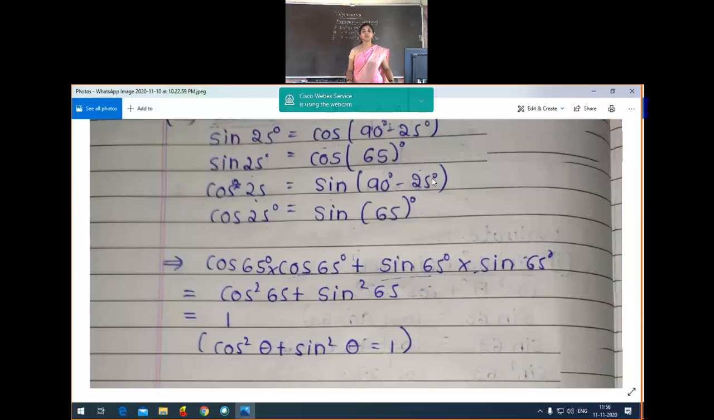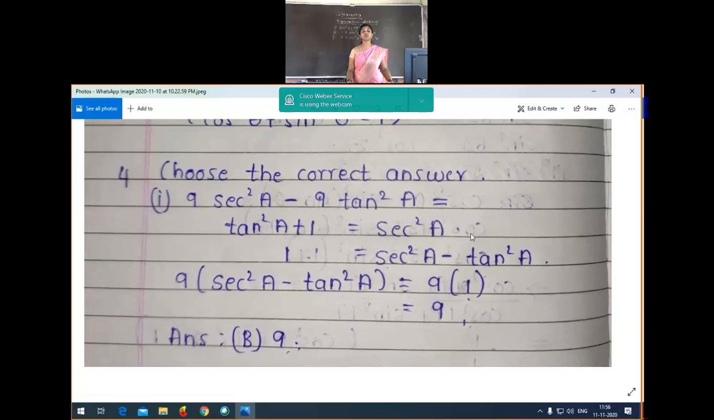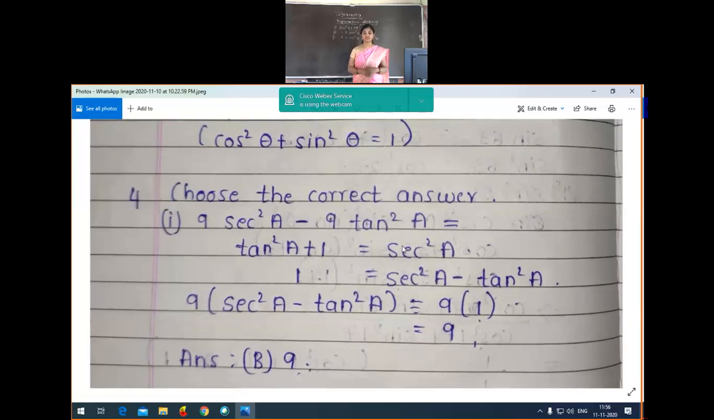Okay, so now we'll move on to the fourth main. The fourth main is multiple choice questions, but we cannot take it lightly. Oh, it's okay, multiple choice question. For a multiple choice question also we have to work out the problems and choose the one right option. So now let us discuss the fourth problem. Choose the correct answer.